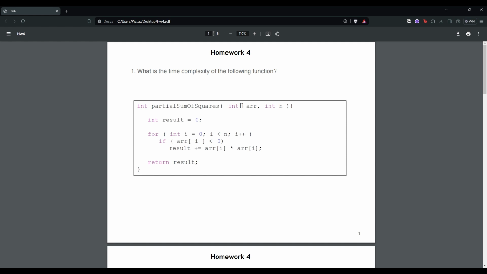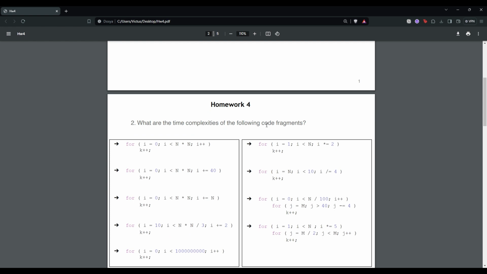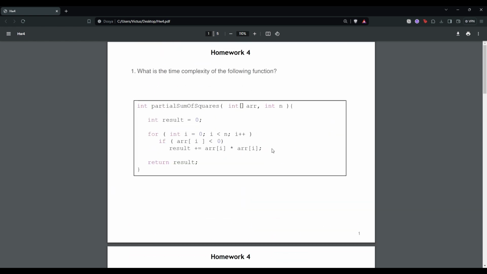This homework has 5 questions, and each of these questions has some different code fragments for which we need to find the time complexities. Let's start with the first one.